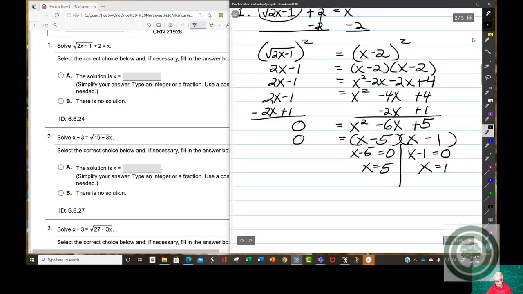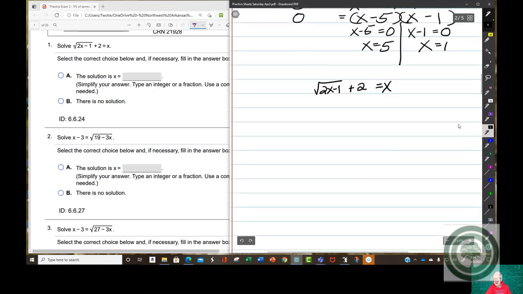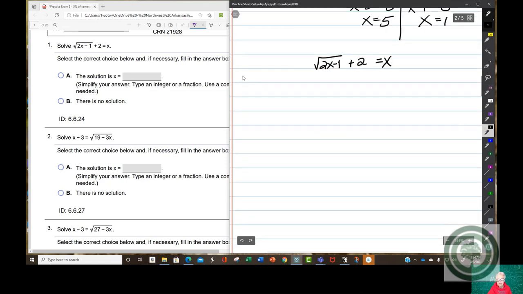So I go back to the original function, equation: square root of 2x minus 1, plus 2 equals x. Okay, and x equals 5 and x equals 1. So we're going to do this for x equals 5 and this for x equals 1. So here we go.